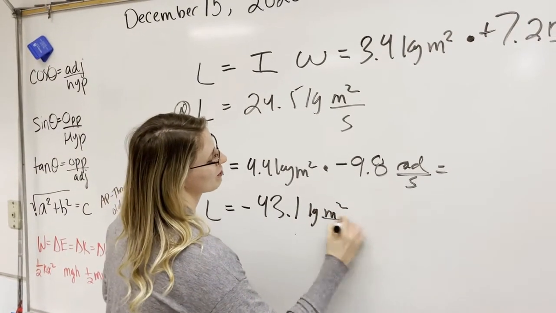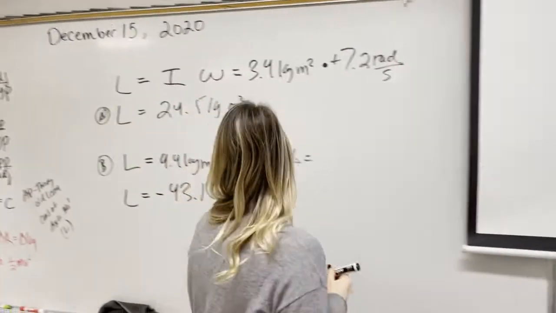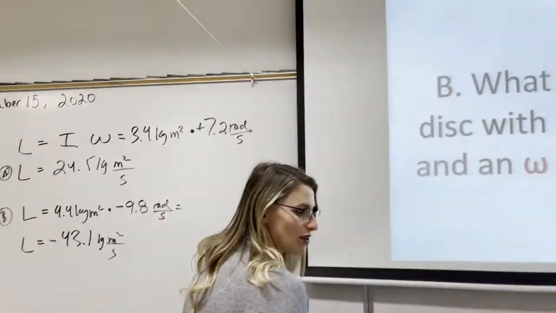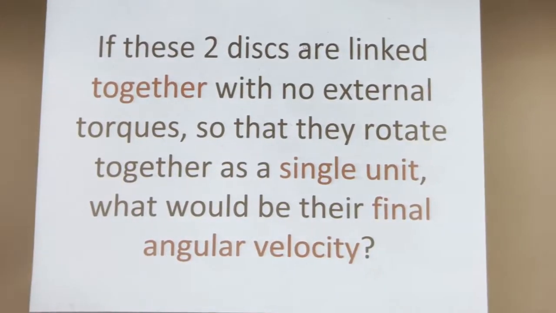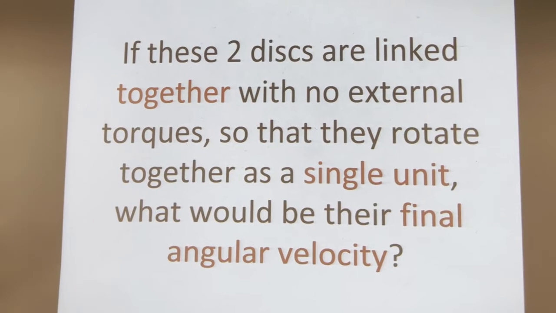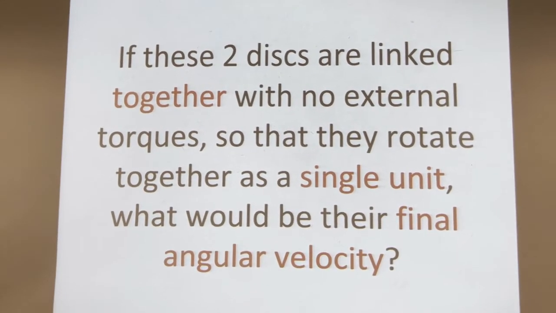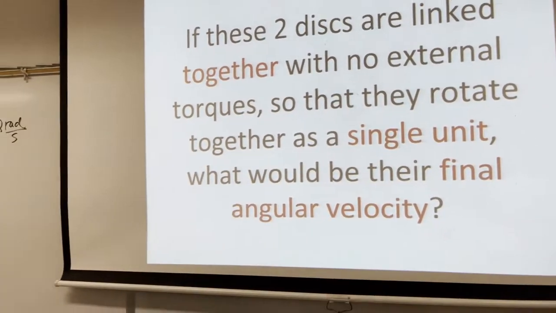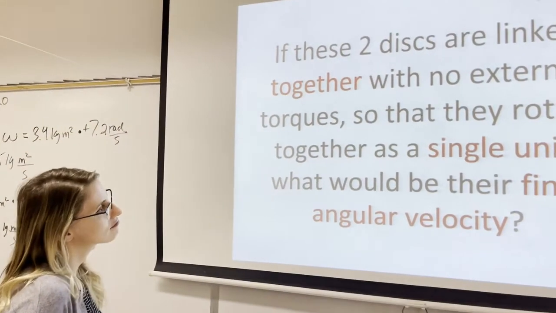Kilogram meters squared per second. Okay, so now we know their angular momentum. One is the greater one. If these two disks are linked together with no external torques, so that they are rotating together as a single unit, what would be their final angular velocity?